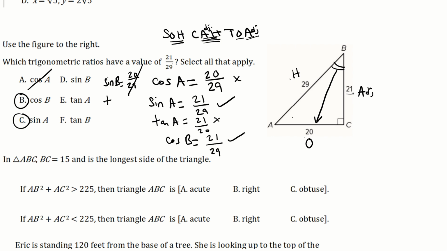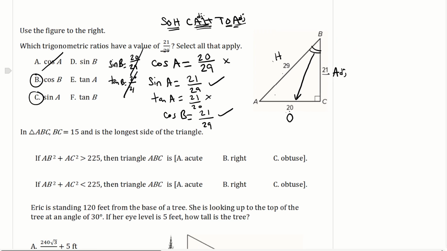And then we got tangent of b is opposite over adjacent. So 20 over 21. Oh, can't be that. It has to be 21 over 29. So answers are B and C, okay?